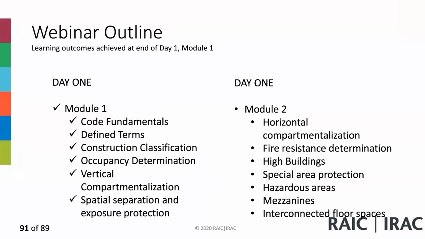So we covered code fundamentals. We went through using the code. We looked at terminology, defined terms, construction classification, occupancy determination, vertical compartmentalizations for floors and shafts. And we looked at spatial separation and exposure protection. You have a quiz on this. Take a look at it. There are some exercises you can do from this presentation that we didn't go through. Take a look at them and apply them. So we're going to go to module 2. Please log off and go back and log on to the second module from the RAIC.